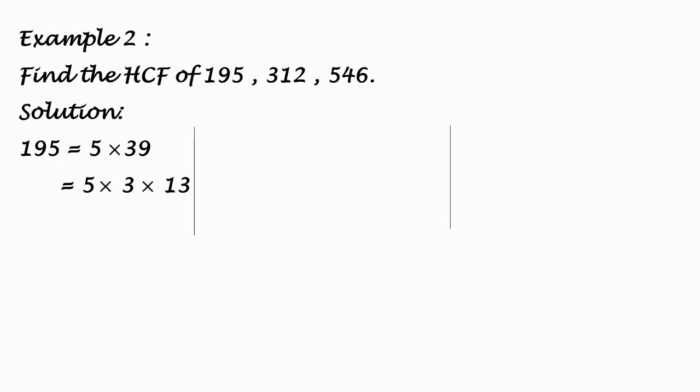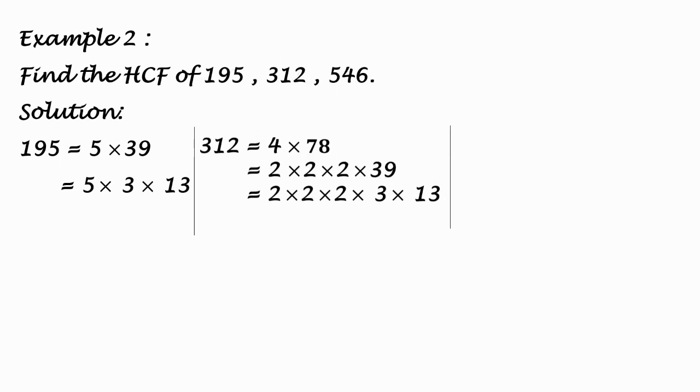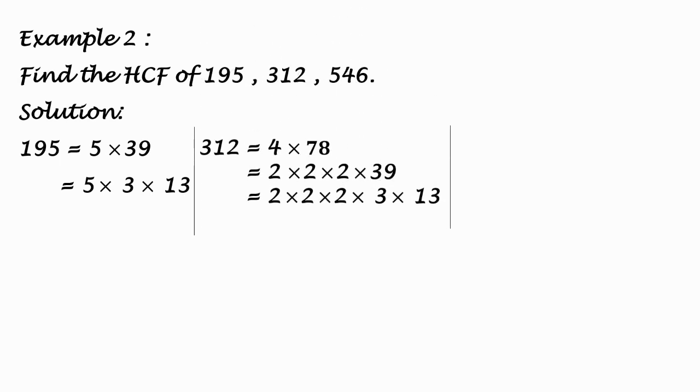In the similar way, we will find the prime factors for 312. So we get the prime factors for 312 as 4 multiplied by 78. We'll further factorize 78 as 2 multiplied by 39. So we will be getting 2 multiplied by 2 multiplied by 2 multiplied by 39. And as we know that 3 and 13 are the factors of 39, so further we will be factorizing and we will get 312 is equal to 2 multiplied by 2 multiplied by 2 multiplied by 3 multiplied by 13.